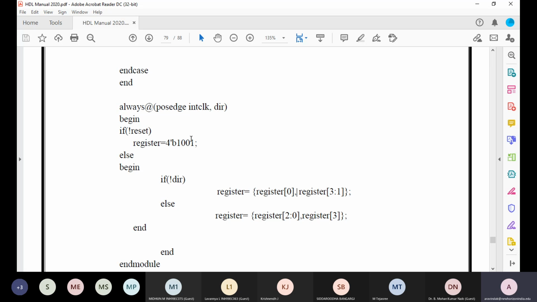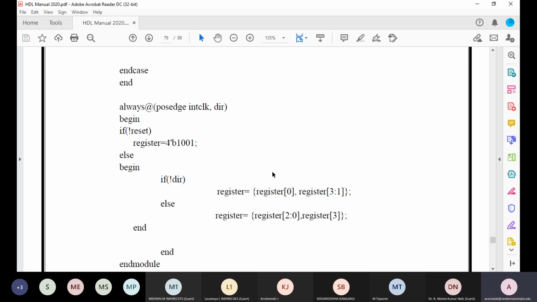Otherwise, you can see, first this 1 comes here, then it is register 3, colon 1, which means it is 1, 1, 0, 0. So in that way, we are fixing the direction by applying the respective pulses to both of the windings.